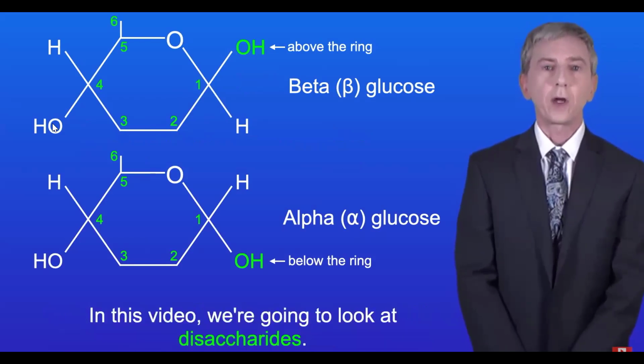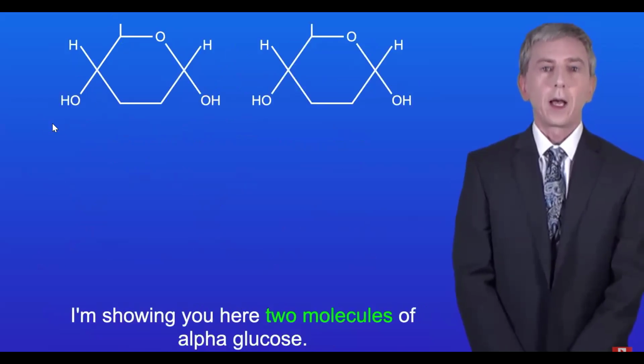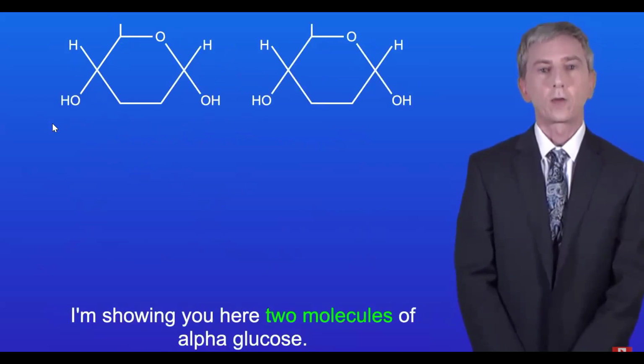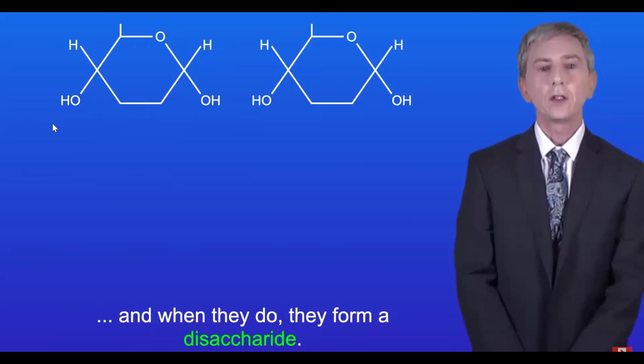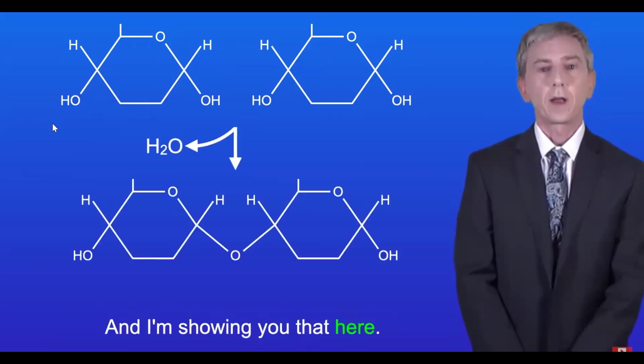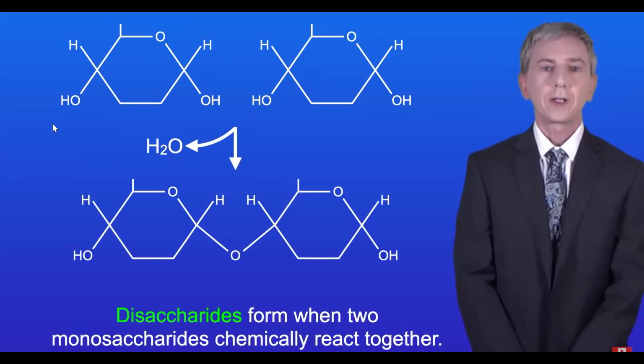So in this video, we're going to look at disaccharides. I'm showing you here two molecules of alpha glucose. Now, these two glucose molecules can react together, and when they do, they form a disaccharide, and I'm showing you that here. So disaccharides form when two monosaccharides chemically react together.